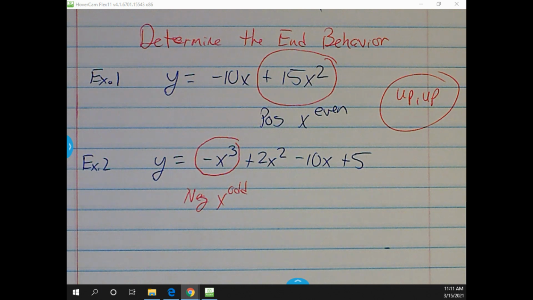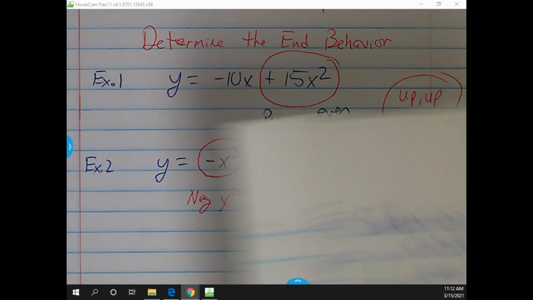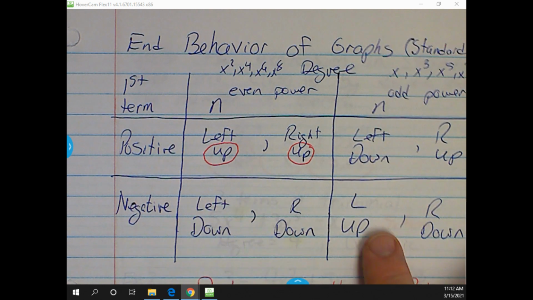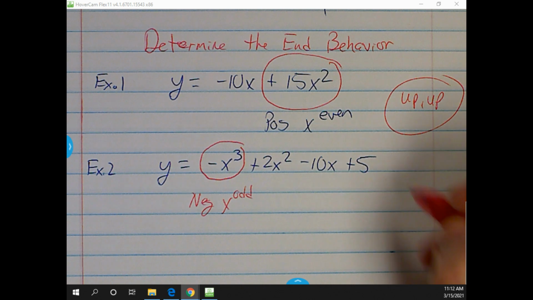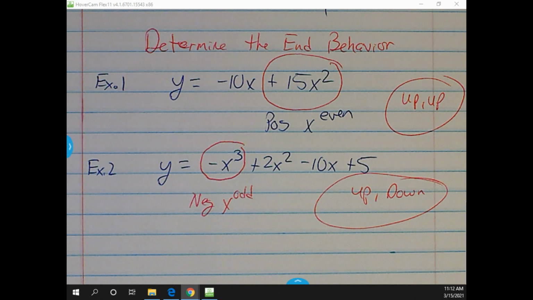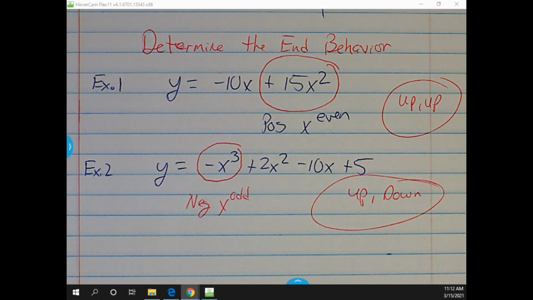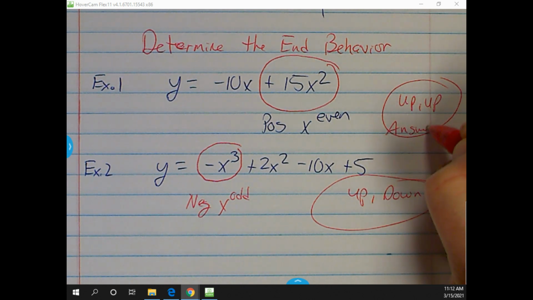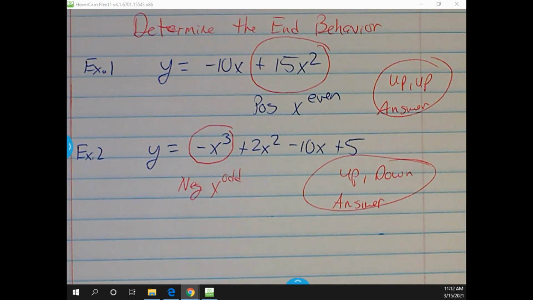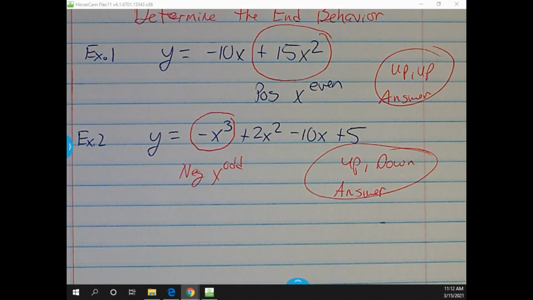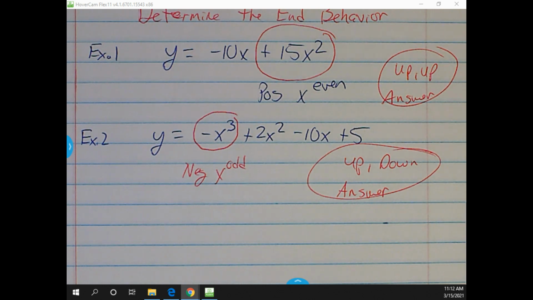So then back on our chart, just finish up here real quick. We'll need negative and x to the odd. So here's our negative. Here's x to an odd. So we'll need up and down for the answer. So the left side's up and the right side's down. There you go. There's your answer. Okay, and that's it. So as long as you've got the chart, it's really, really straightforward. The hardest thing you have to do is find out what your first term would be if you were going to write this thing in descending order.